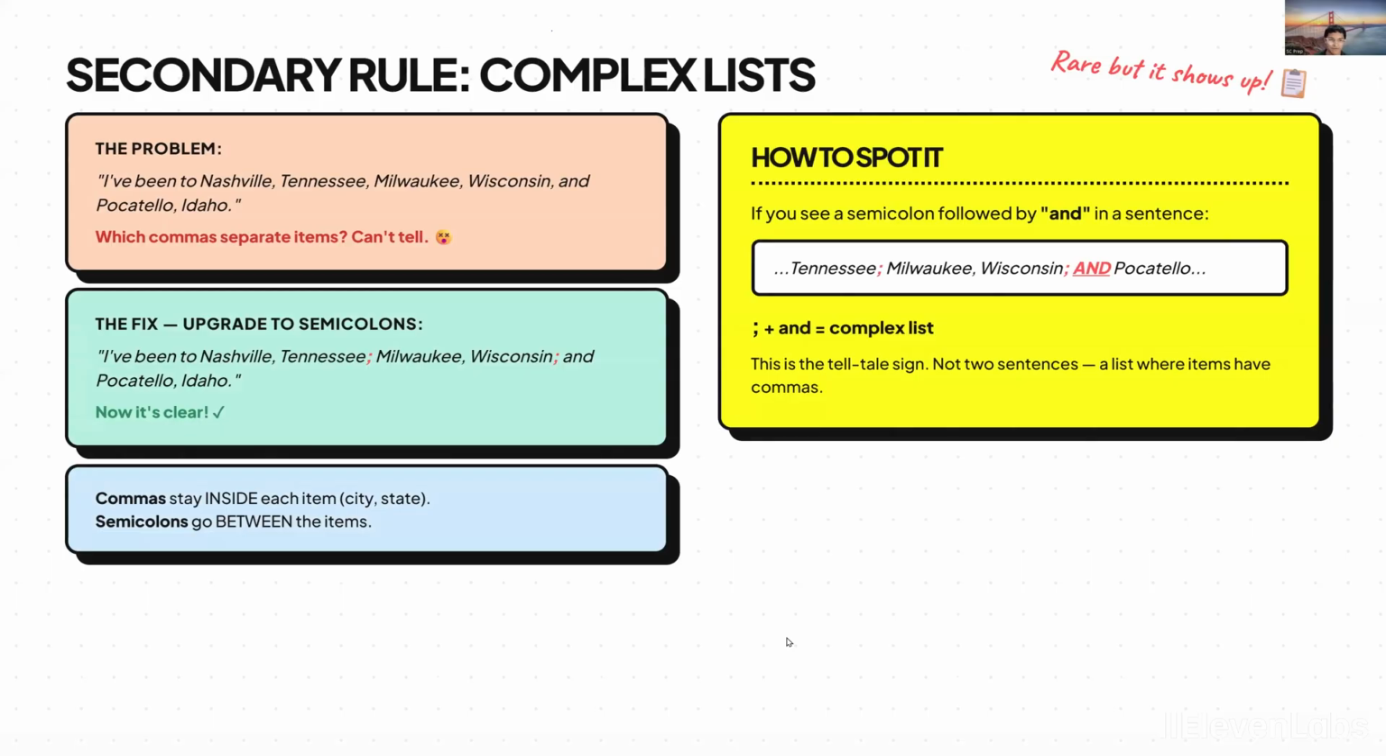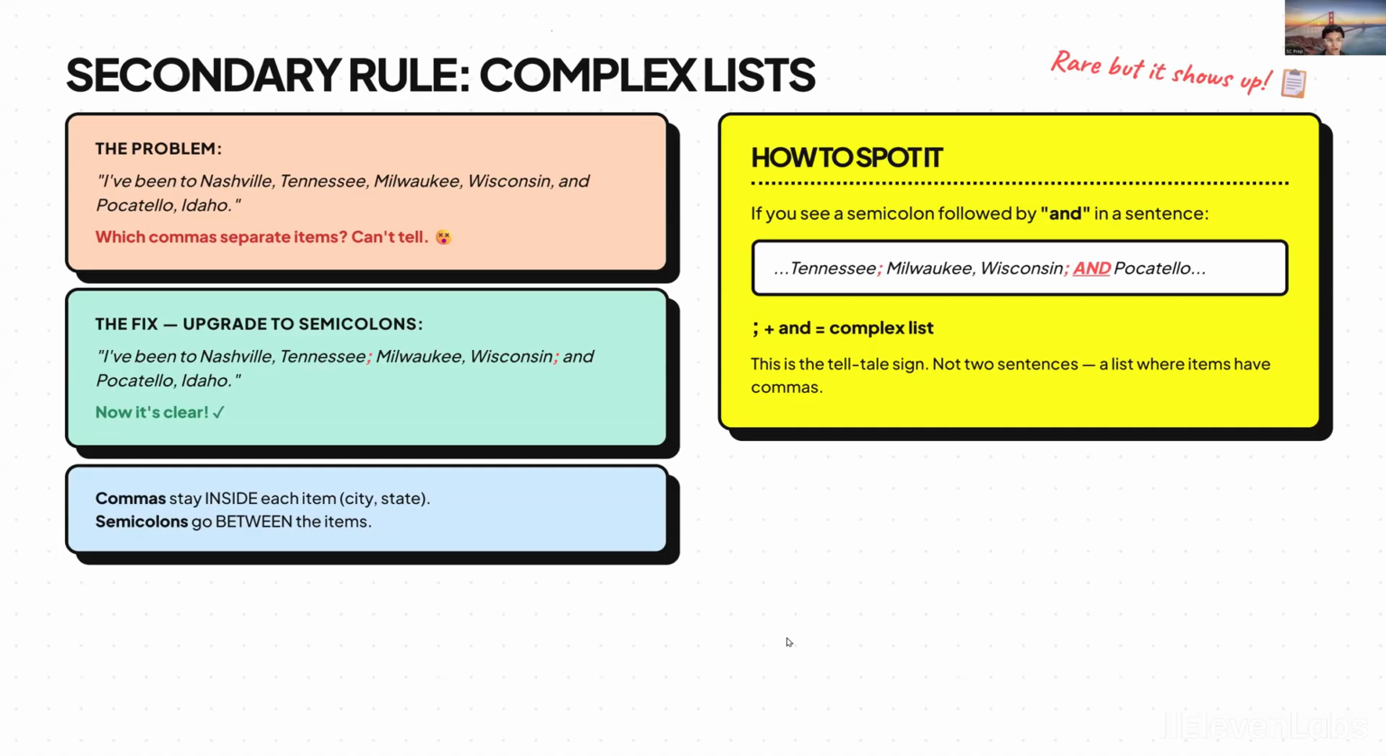But there is a secondary rule, and this is for complex lists. So let's think about why we have this case. Imagine you just went off to spring break to all these places, and you write on your essay that your lit teacher wanted you to write, saying, I went to Nashville, Tennessee, Milwaukee, Wisconsin, and Pocatello, Idaho. Now, the problem is you can't tell what the commas are separating. You have Nashville, Tennessee, Milwaukee, Wisconsin, Pocatello, Idaho, but are you separating between cities? Are you separating between states? You can't tell what is separating what.